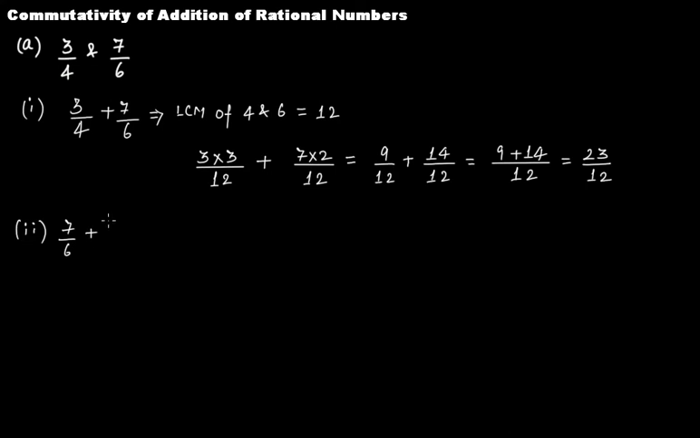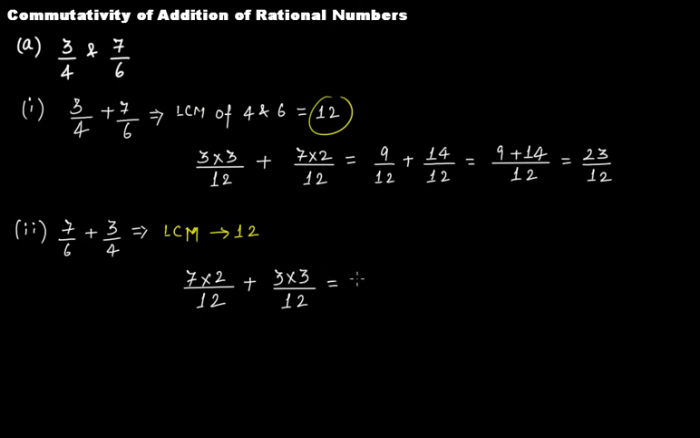7/6 plus 3/4? Again, even in this case, we take the LCM of 6 and 4. That is going to be the same, 12 only. There will be no difference. So the LCM of the denominators is going to be 12 only. Now you multiply with 7 times 2. Why? Because if we divide 12 by 6, we get 2. And 12 divided by 4 is 3, so it is 3 times 3, and we get 14/12 plus 9/12.